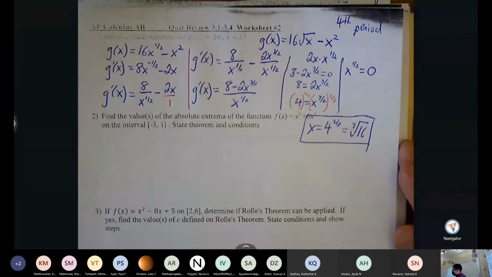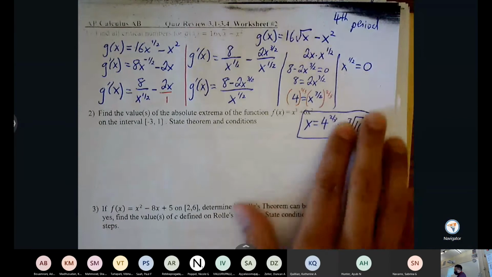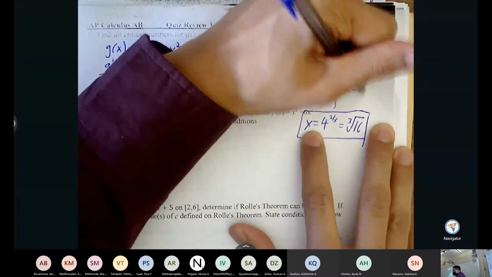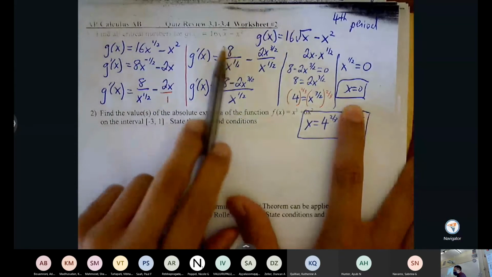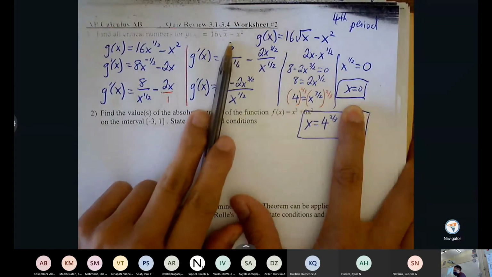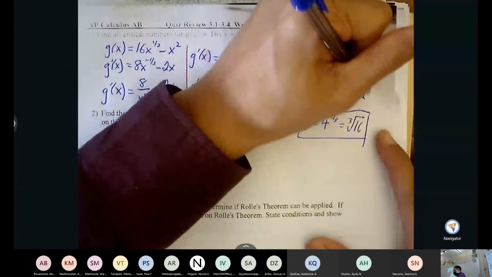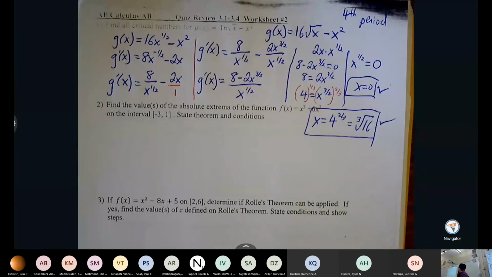Okay, what's my other critical point? Just 0, yeah. So 0 makes the slope undefined, but it's still a critical point. It's still a value that is valid for our function. Okay. So you have two critical points, and that's it. Okay, any questions?